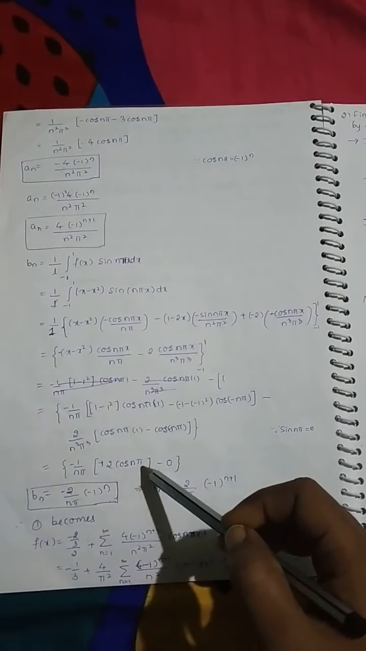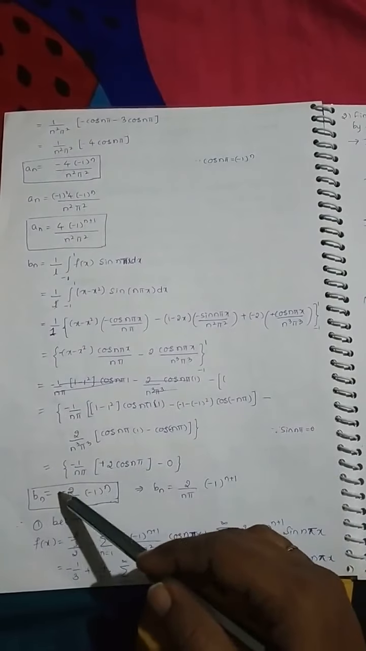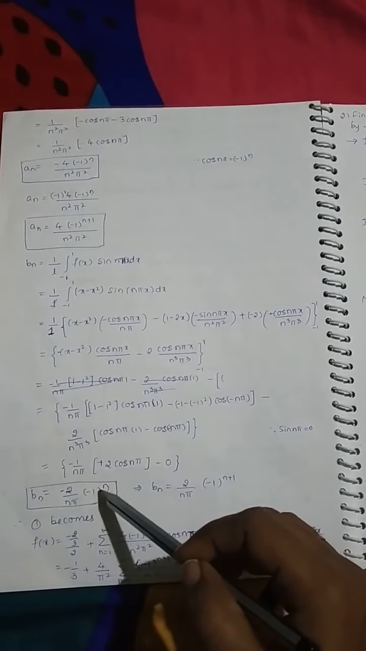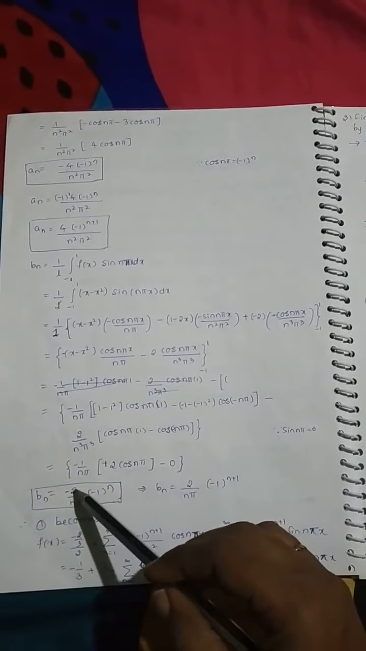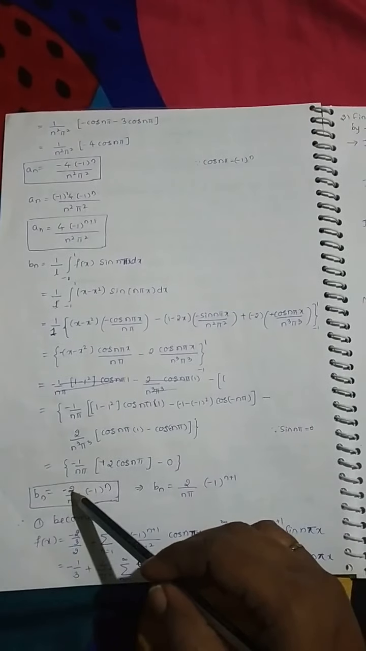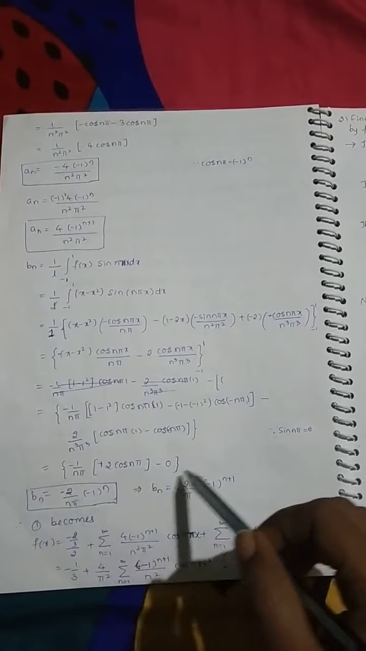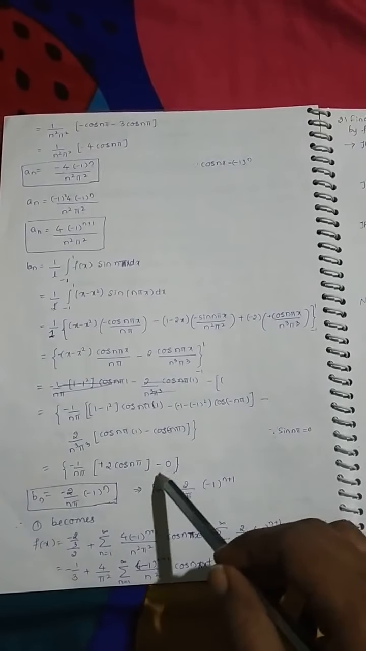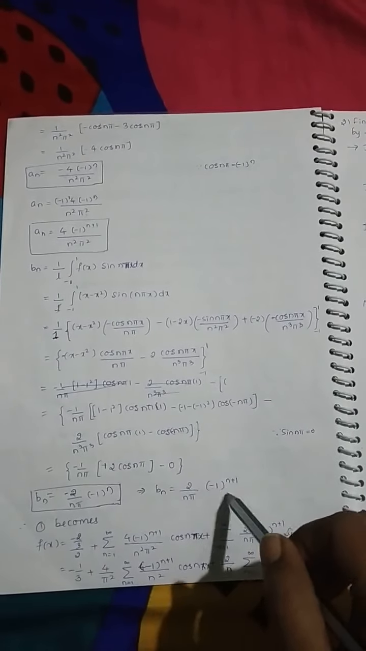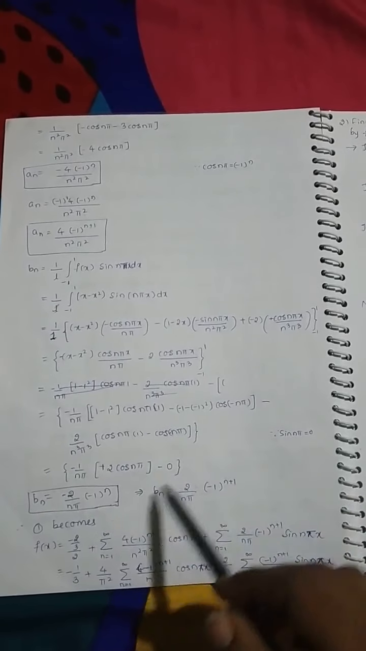into cos n pi. Okay. bn is minus 2 upon n pi into bracket minus 1 raised to n. Minus 2 means minus 1 into 2. Minus 1 means minus 1 raised to 1. That becomes minus 1 raised to n plus 1. bn is equals to 2 by n pi into bracket minus 1 raised to n plus 1.